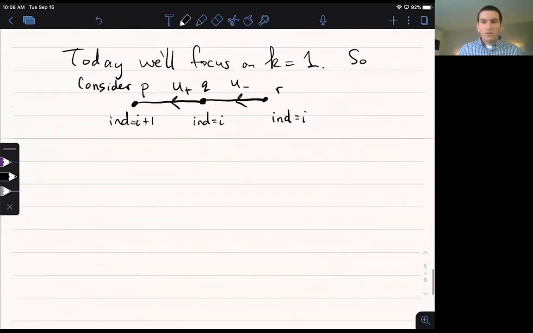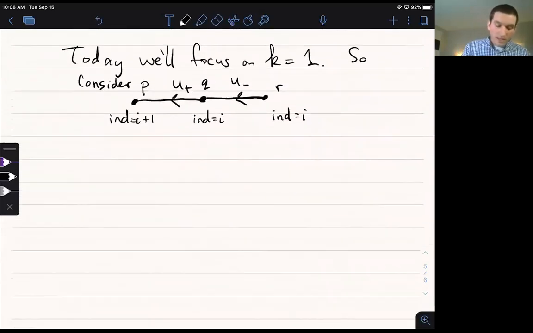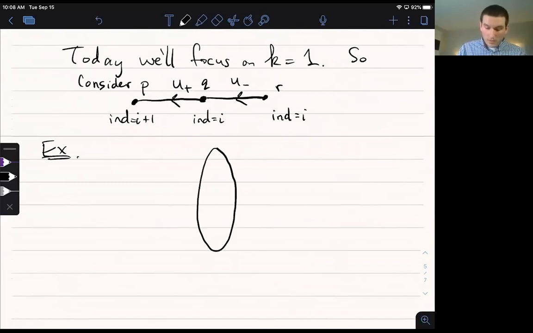So maybe it's worth seeing a picture of this actually happening. And it's sort of a harrowing picture because the example is that we've dropped our donut, which we hate to do.